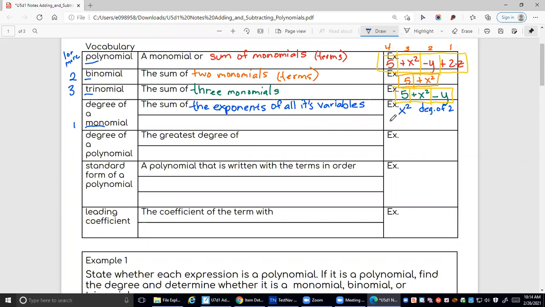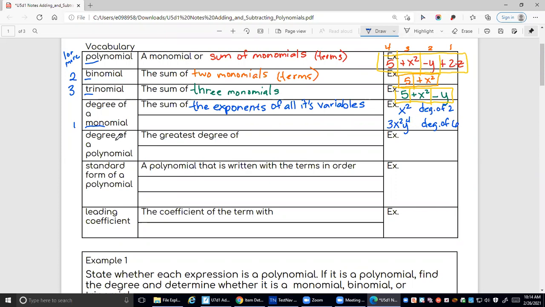Okay, and then if I have something like 3x to the 2nd power, y to the 4th, what do you think the degree for that one's going to be? Yes, we add the 2 plus 4 and we get 6. So we don't care about the coefficient, just adding up the little exponents.